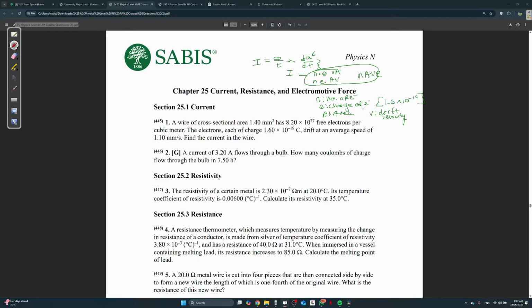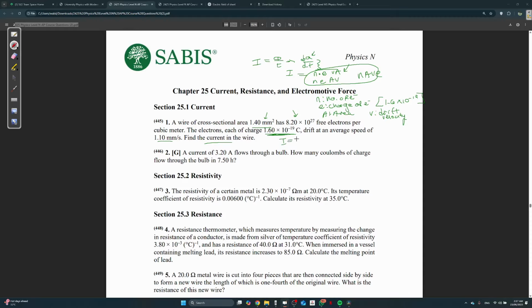Okay, so this is what everything is. Over here we have the area is 1.4. We have this many electrons, and they gave us the charge of each electron. They gave it to us here, so they were nice. You don't have to memorize it. And they said that the drift velocity is 1.1. Find the current. So we're going to use this formula: N times E times V times A.